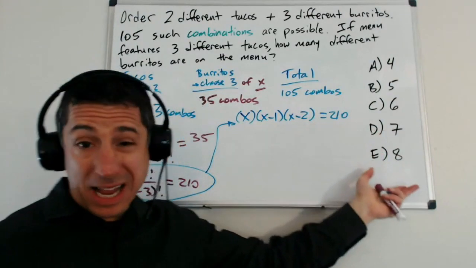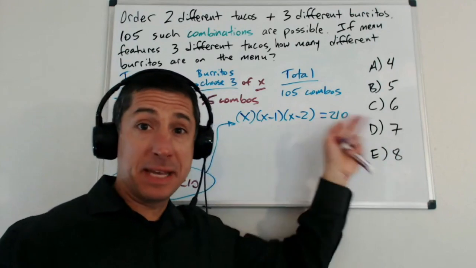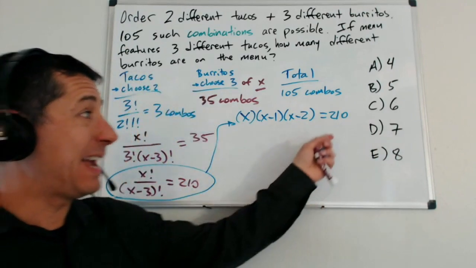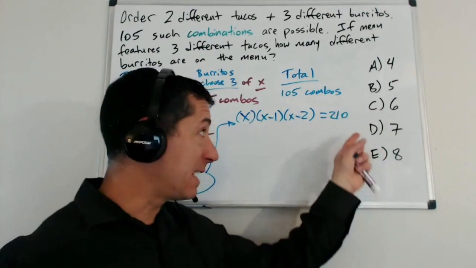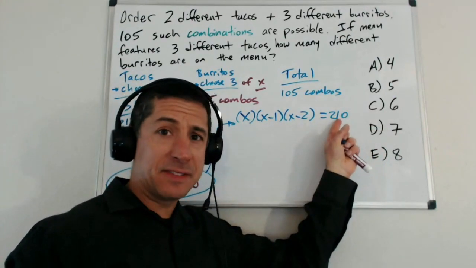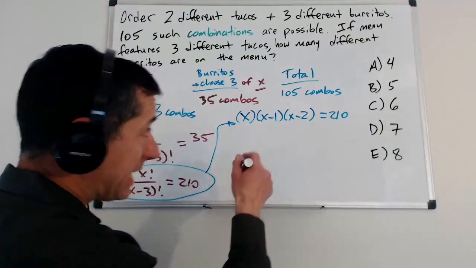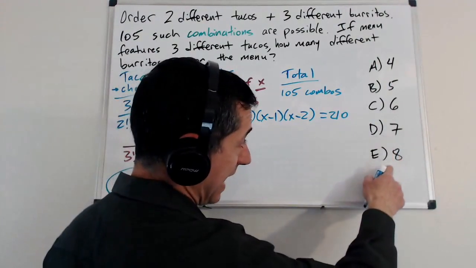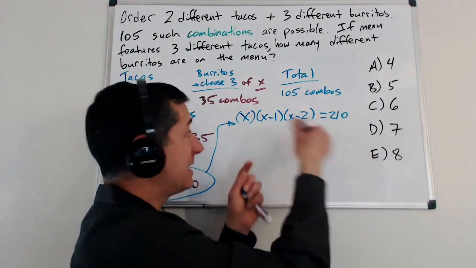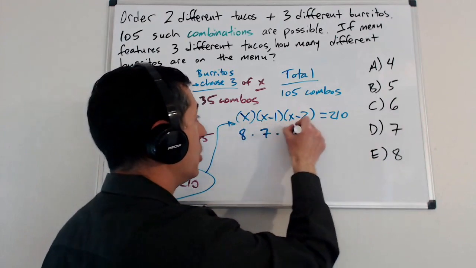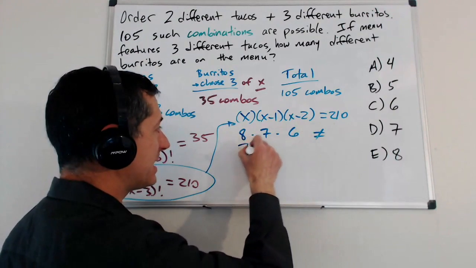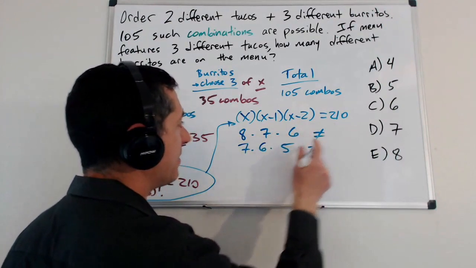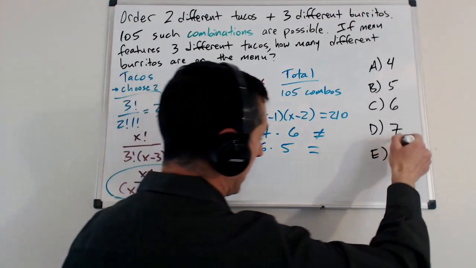From here, I could take these one at a time and punch them in and go that way. I could also recognize that there has to be a five in here. And again, I'm getting into some number property stuff. I see that zero, so it's got to be five times something. So my bet here, first place I'm going to start, because if X is eight, I've got 8 times 7 times 6. I know that's not going to work because there's no way that's going to multiply to 210. What about seven times six times five? Perfect. That's going to do it for me.